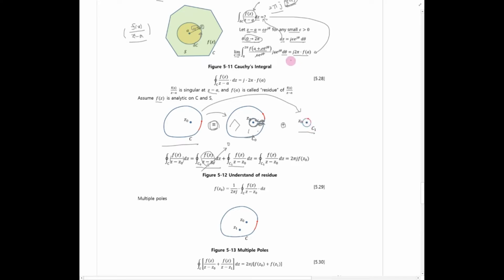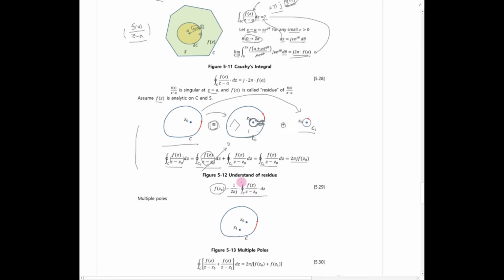But we know that the result is given like that. Here, the residue is f(z0). So this integration is equal to 2 pi j times f(z0). So we can take integration by use of residue theory. So this one is called residue. Residue is defined as 1 over 2 pi j, taking the closed contour integration of f(z) over z minus z0. Okay, this is how the Cauchy integral can be used to find out the complex integration.